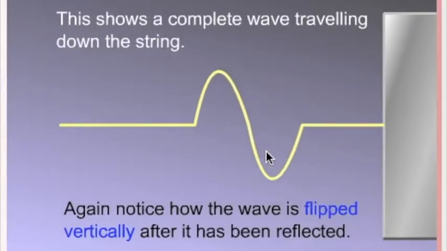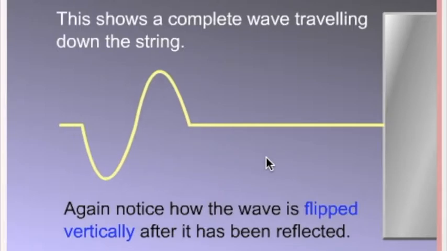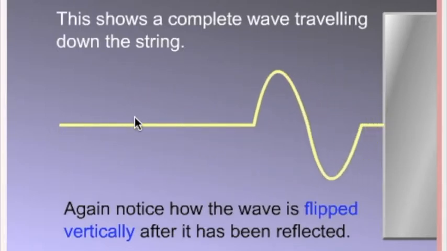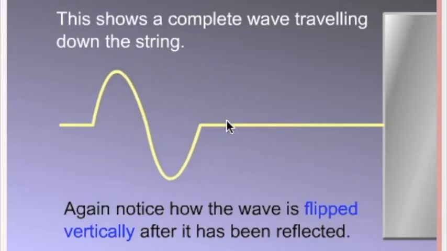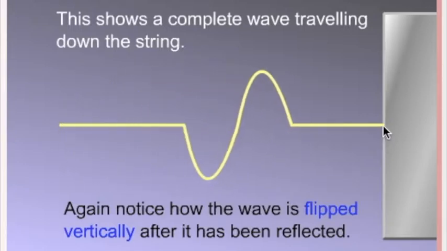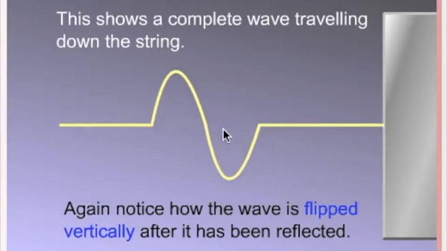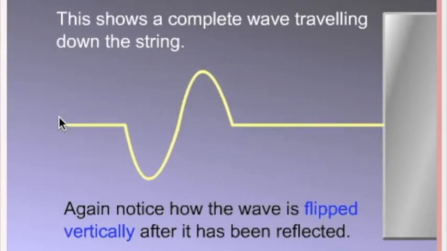So let's take a look at how a standing wave is formed. If we imagine one wave just travelling along a string here, and it gets to the end, which is a fixed point, it's reflected at the other end, and then it comes back along.